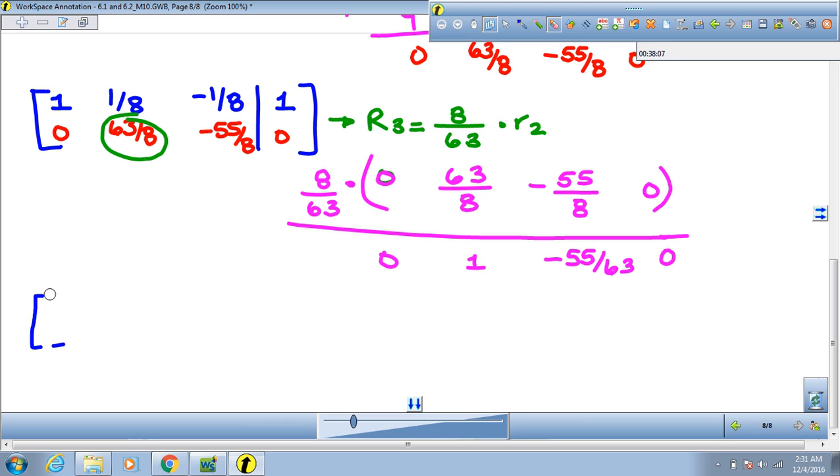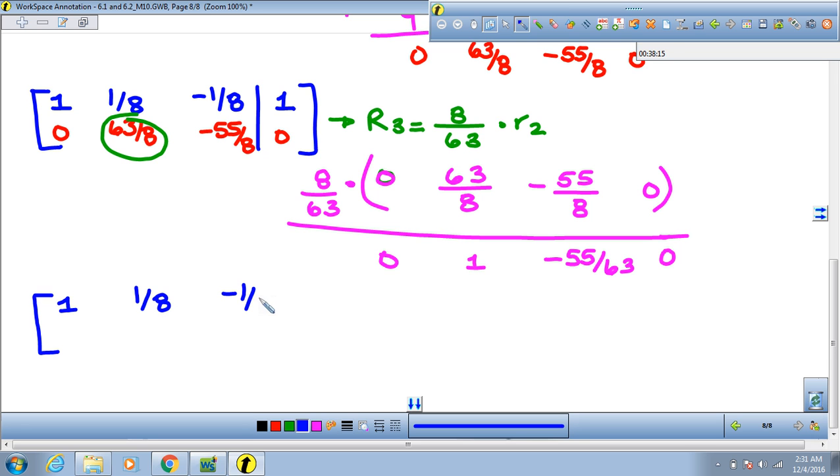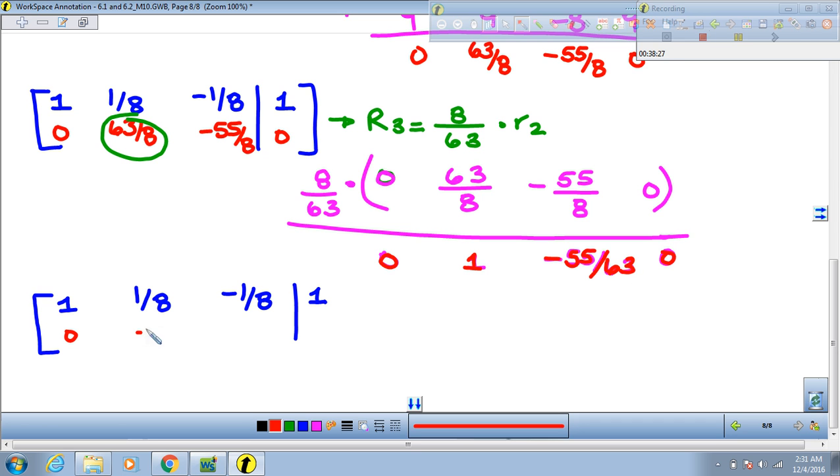That was an ugly matrix. So now we set it up again. 1, 1/8, negative 1/8, and 1. And this one, which is going to be the last row, goes here: 0, 1, negative 55 over 63, 0.